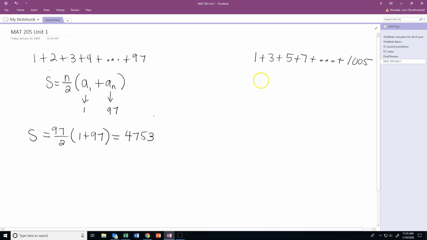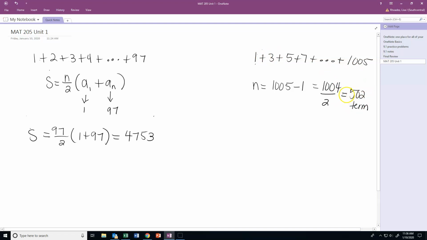Now, example number 2 is basically the same thing, but it's a little bit harder to find the number of terms. When we're dealing with a number of odd numbers beginning with 1 and ending with 1005, to find out N, we would need to take 1005, subtract 1, that would be 1004. Then I would need to divide that by 2 because we're only dealing with every other number. So I would end up with 502 terms.